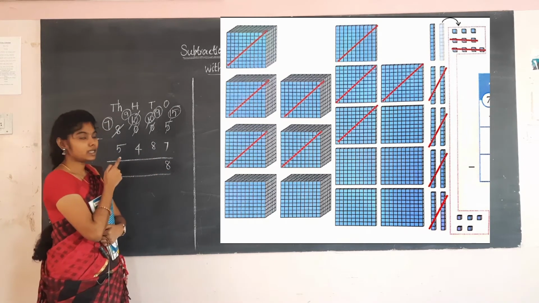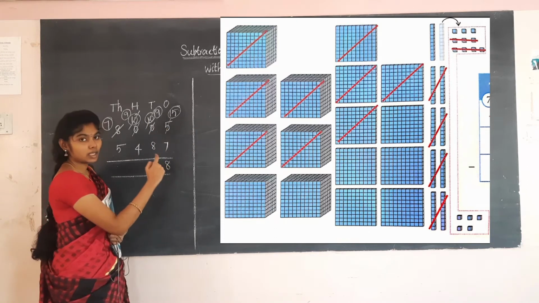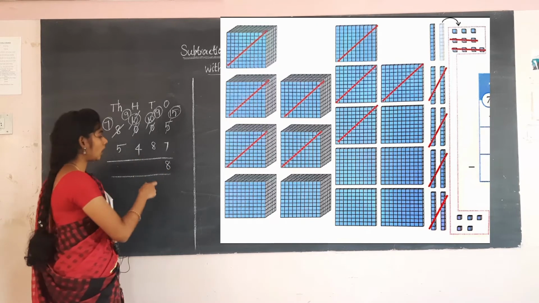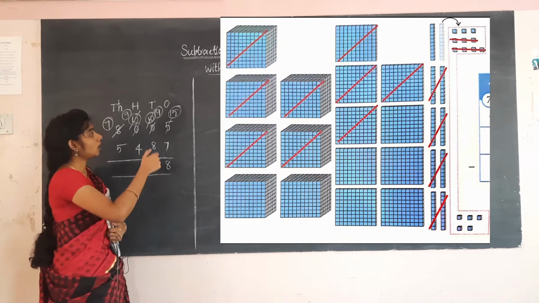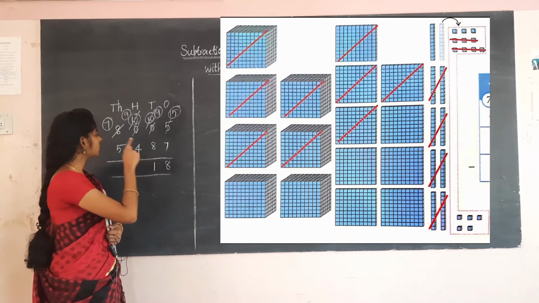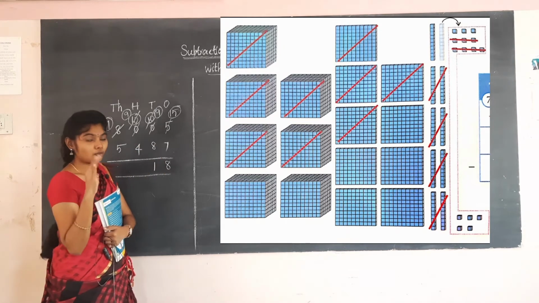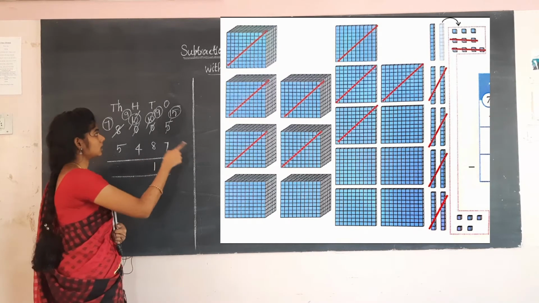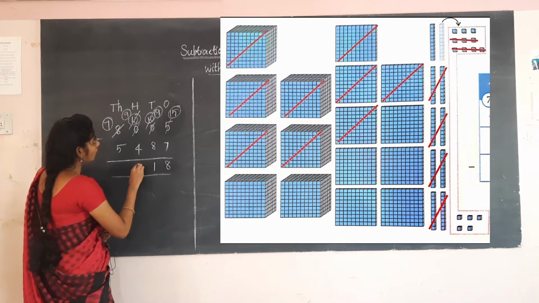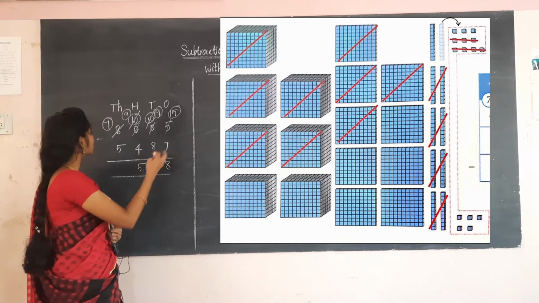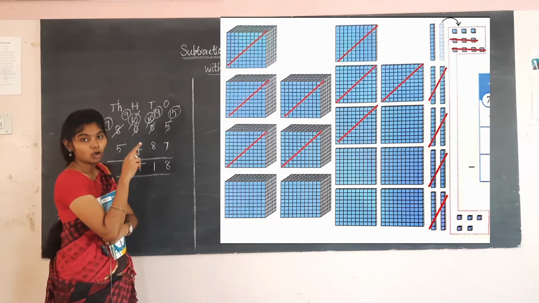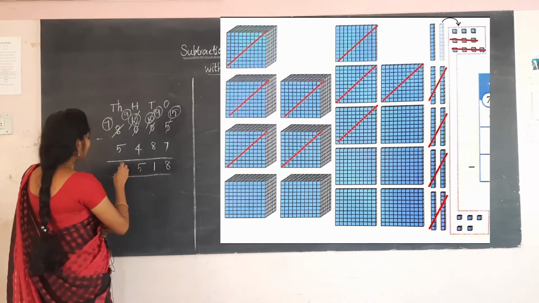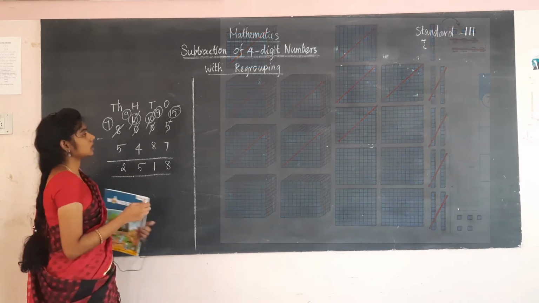Then the tens. In the tens there are 9 tens and you are going to cancel 8 tens. From 9, when 8 tens are cancelled, you will get 1 rod. So 1 ten will be there. Now in the hundreds place, there are 9 hundreds and you are going to cancel 4 hundreds. So 9 minus 4, you will get 5 hundreds. Now in the thousands place, there are 7 blocks. You are going to cancel 5 blocks. So you will get 2 blocks now. So you got 2518 as the answer.